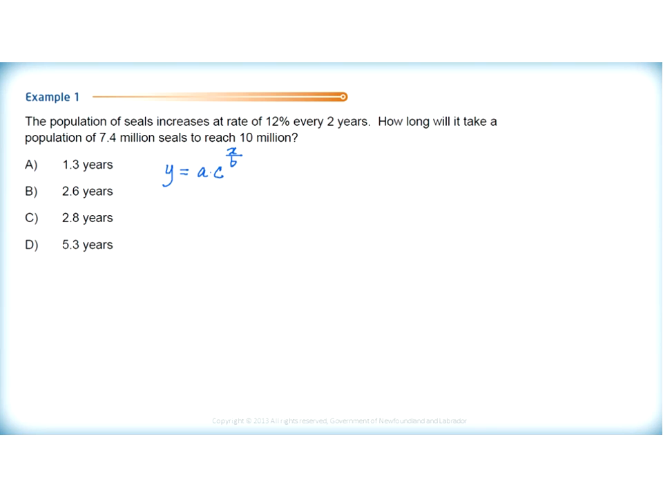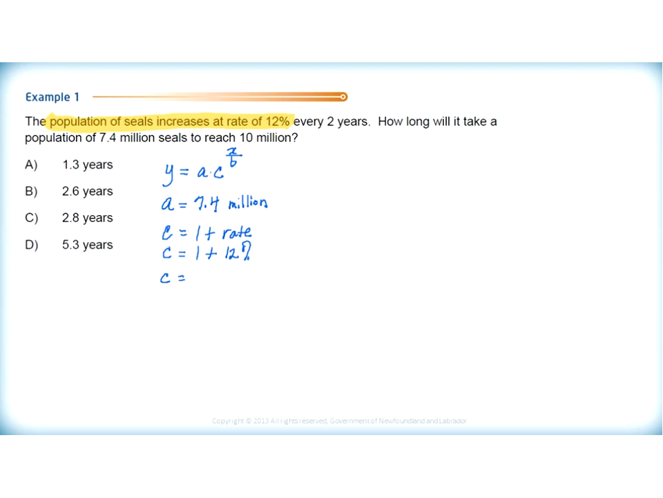We know that the initial population of seals gives us the value of a to equal 7.4 million. The value of c: we're told here that the population of seals increases at a rate of 12%. So this is an example of exponential growth. So the value of c is determined by 1 plus the rate. So we have c is equal to 1 plus 12%.